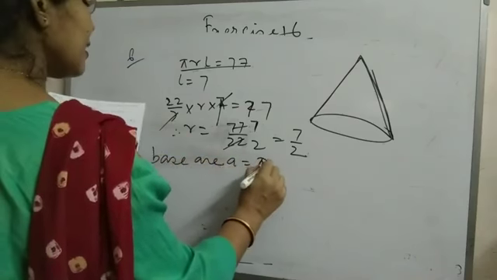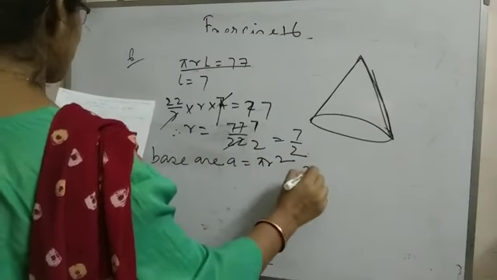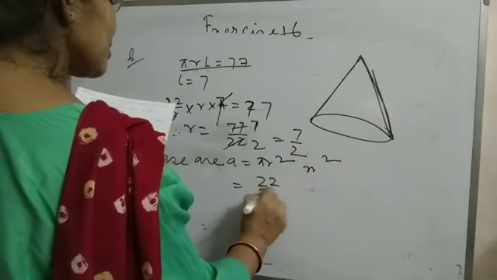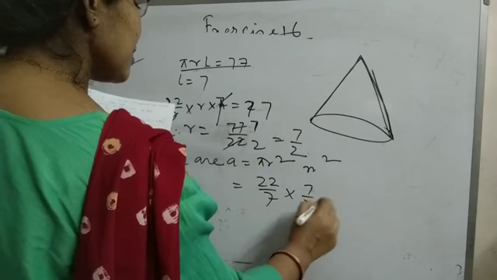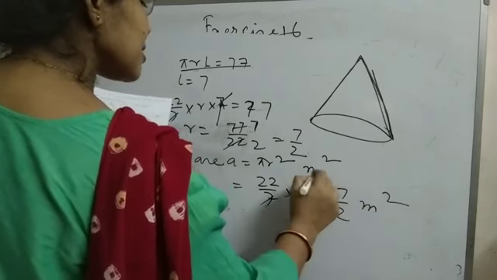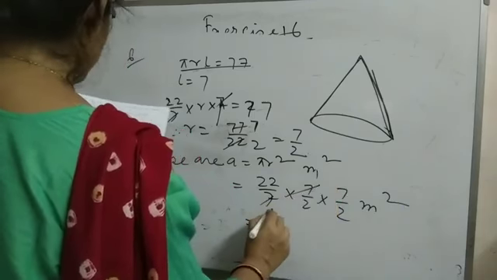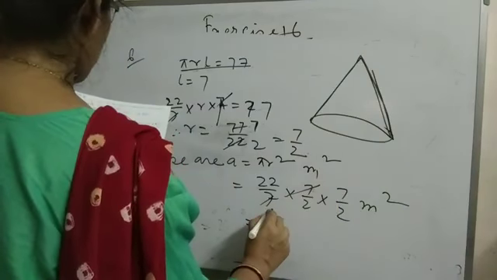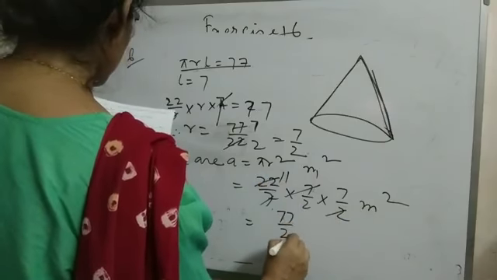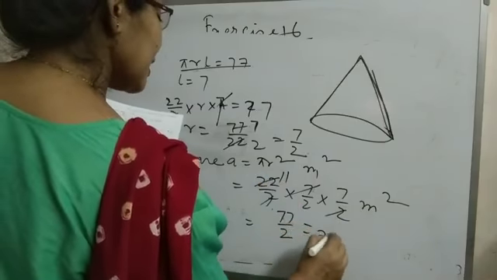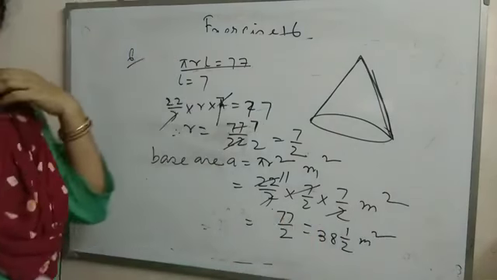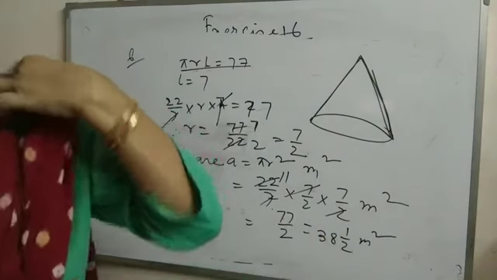equal to πr² meter square. This is 22 by 7 into 7 by 2 into 7 by 2. This is 77 by 2 meter square, which is equal to 38 1 by 2 meter square. This is the base area. This is sum number 6.